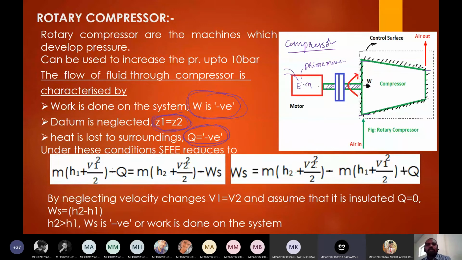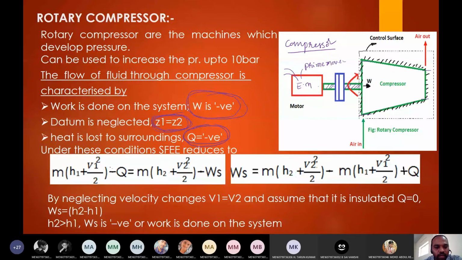Heat is rejected from the system right now, because outside the temperature is atmospheric, and inside the system the temperature is more than the atmosphere. Under these conditions, this is basically our steady flow energy equation. So I can eliminate Z1, Z2 and Q also. Therefore, M into H1 V1 square and third term will be 0.